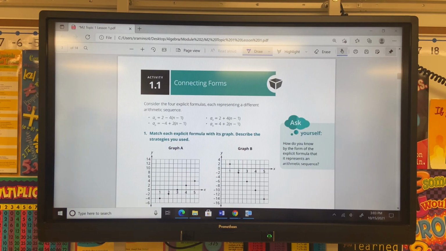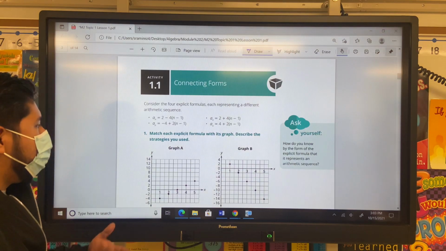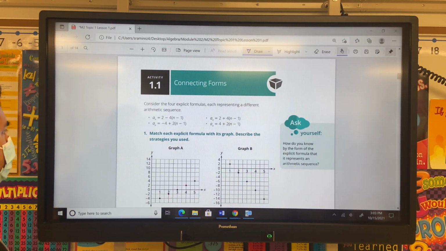Continuing on. 1.1, we are matching the graphs. Check it out.